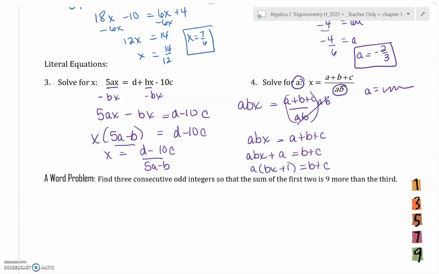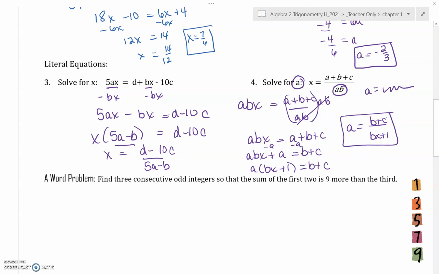Okay, so did you realize you had to subtract A from both sides of the equation? And if you do that, notice that you have A's on the left-hand side, and you could factor out an A. So your last step is to go ahead and divide both sides of the equation by bx plus 1. So we isolated the A.